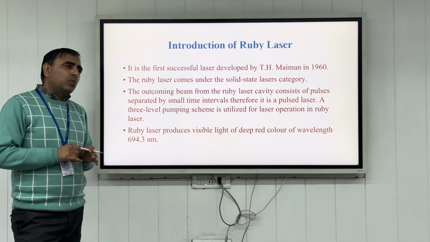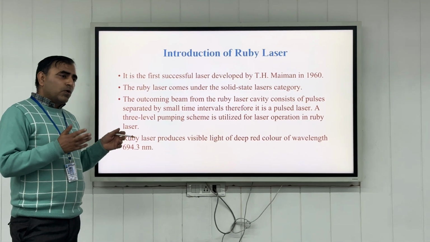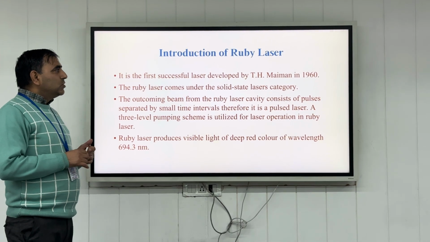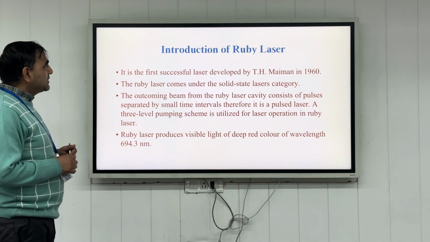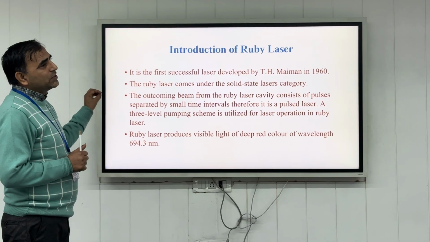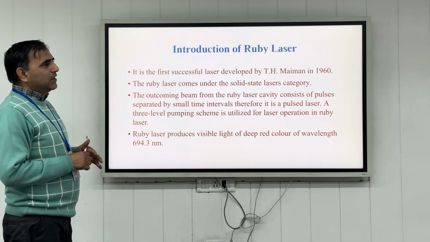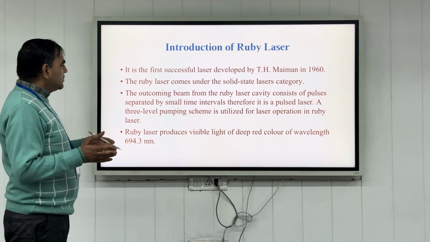There are many types of laser, like helium laser, carbon dioxide laser and dye laser. This is the first laser, discovered by T.H. Maiman in 1960, and this is a solid state laser. Only this one is a solid state laser. Other lasers are gas lasers, semiconductor lasers, diode lasers, and many more.